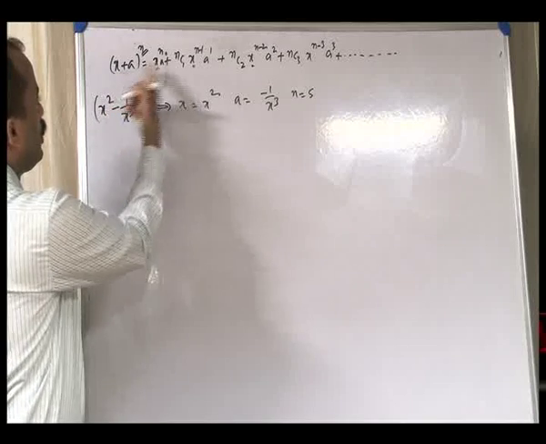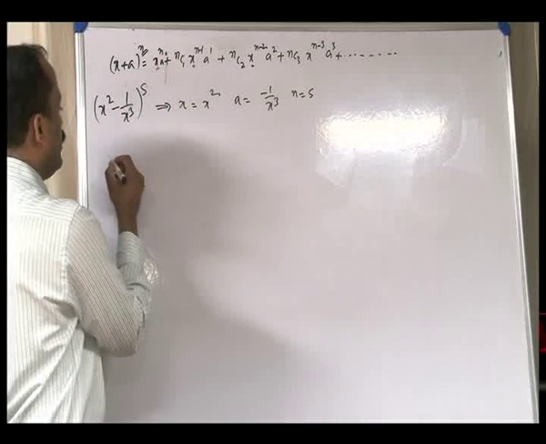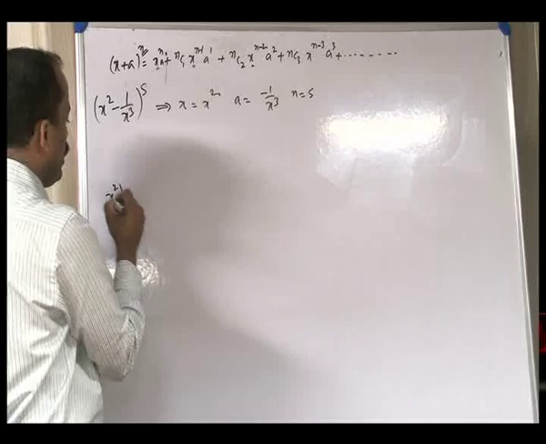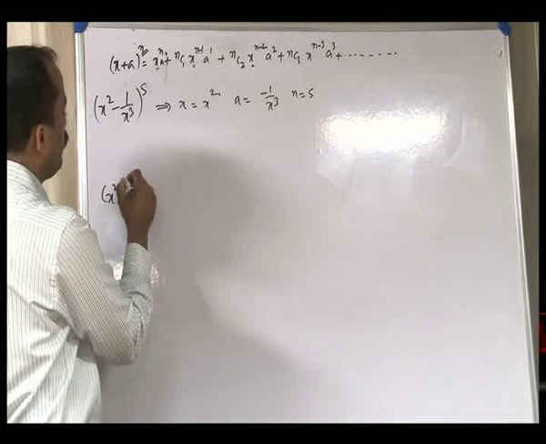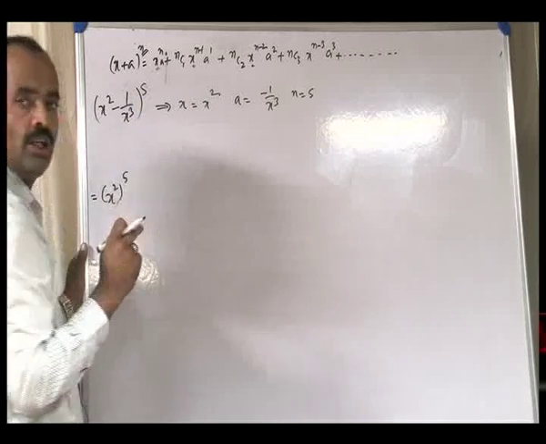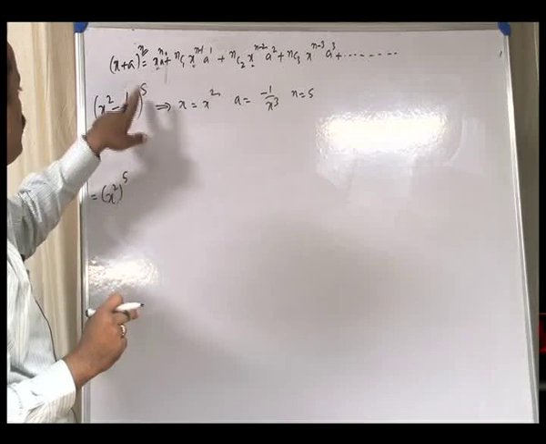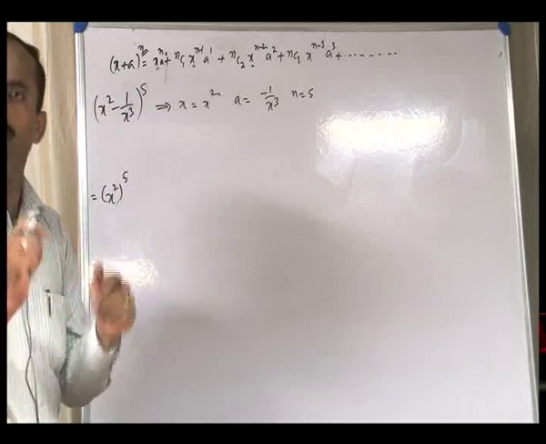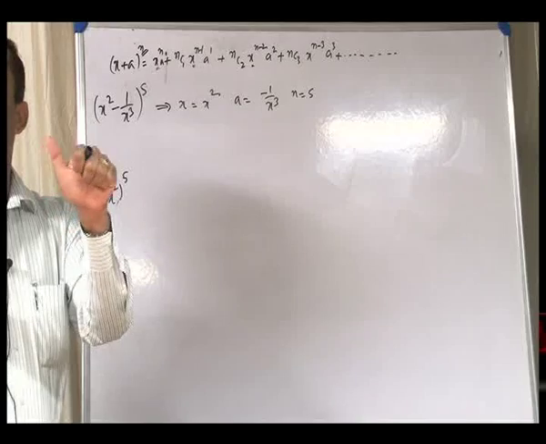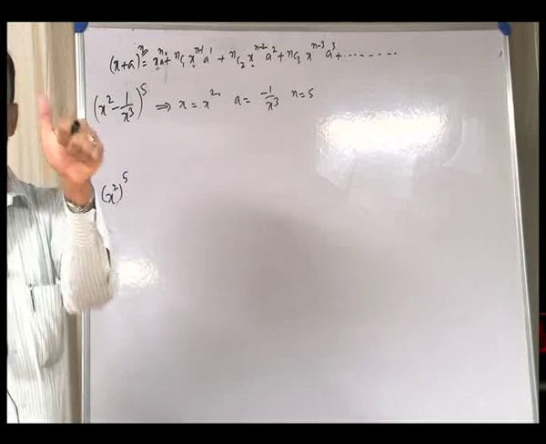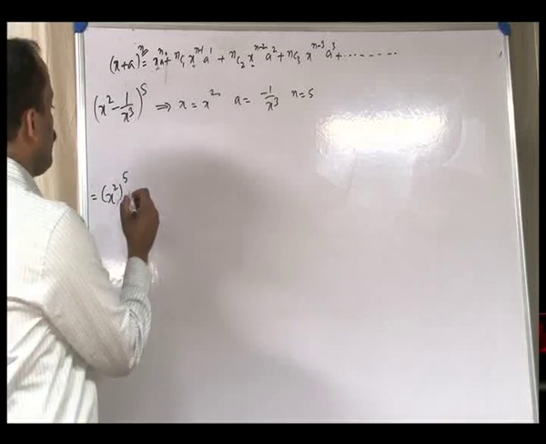Now, according to binomial expansion, x to the power of n, that is x squared to the power of 5. How many terms are there in the expansion of x squared minus 1 over x cube whole to the power of 5? There are 5 plus 1, that is equal to 6 terms.